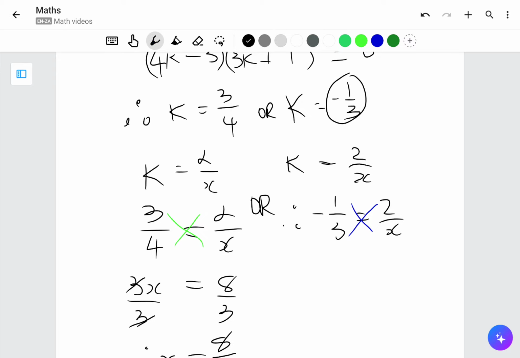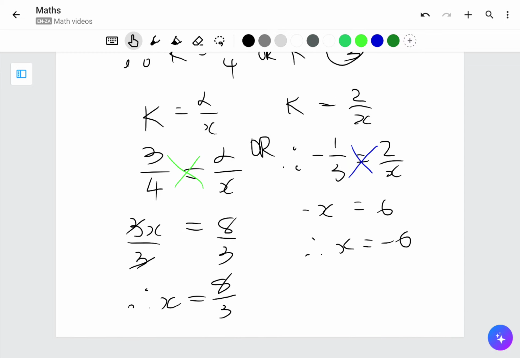Negative 1 times x will give me negative x, and 3 times 2 will give me 6. We don't want x as a negative, so we can divide both sides by negative 1. So therefore x will give me negative 6. So we have x as 8 over 3 and x as negative 6.